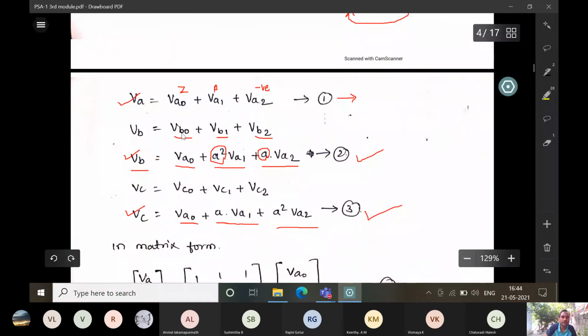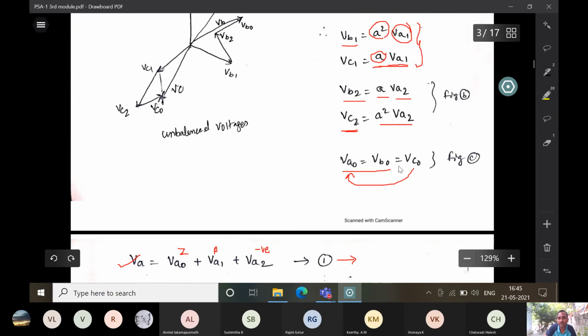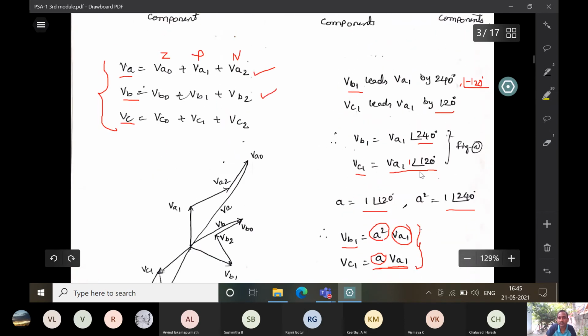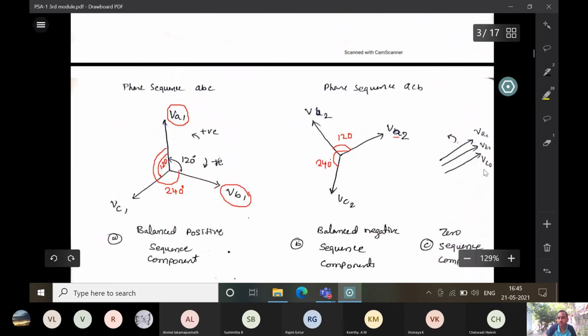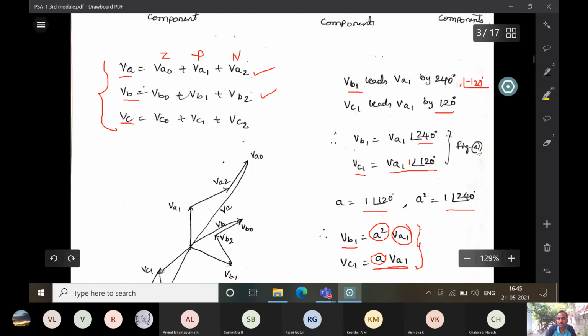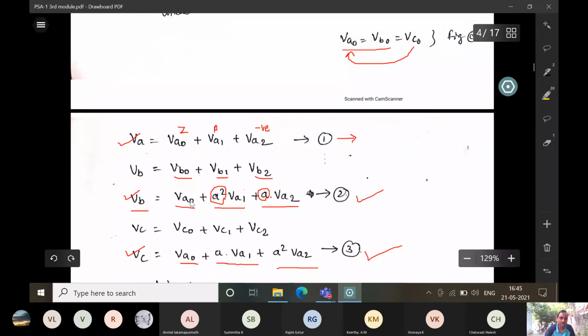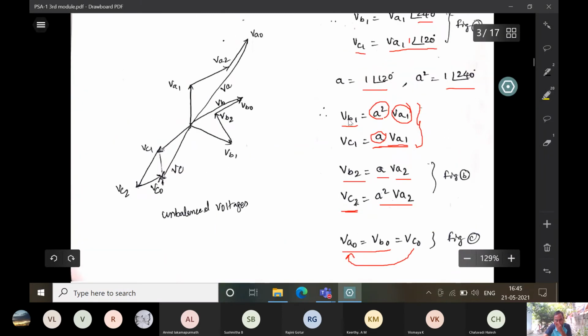So VB naught, VB1, VB2, you know this equation. What is VB naught? VB naught is also equal to VA naught, which is also equal to VC naught. All the angles and magnitudes are equal: VA naught, VB naught, VC naught, right? Okay. So in the place of VB naught, I will write VA naught. Similarly, what is VB1?